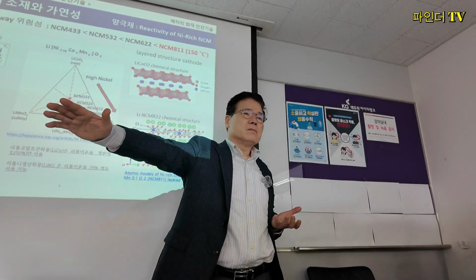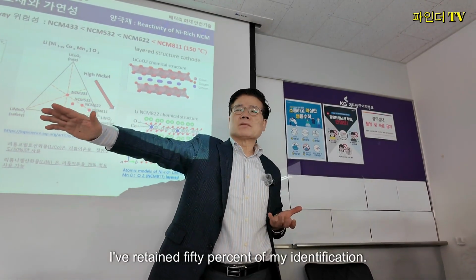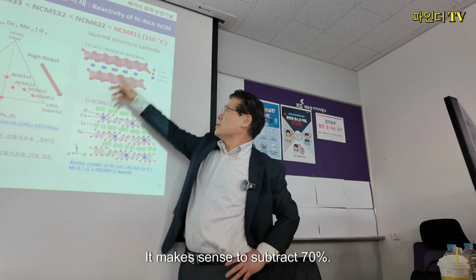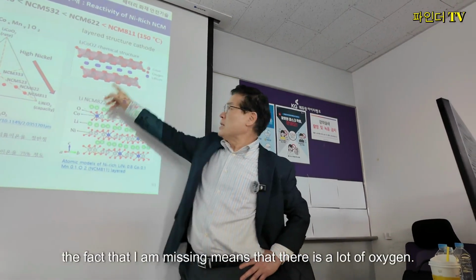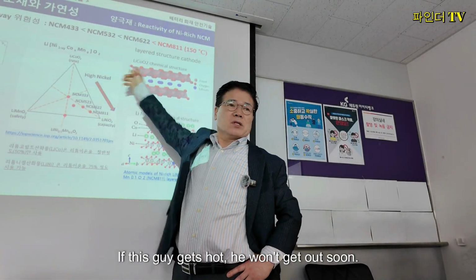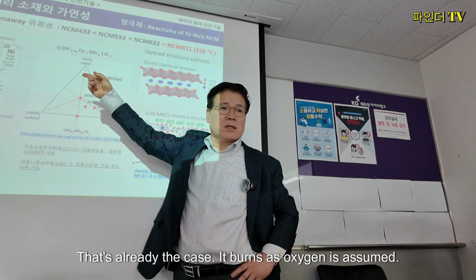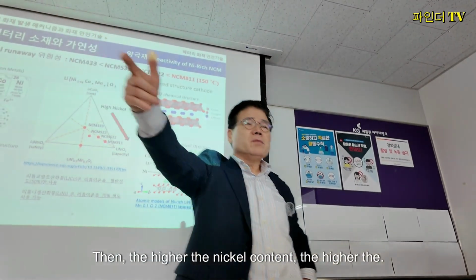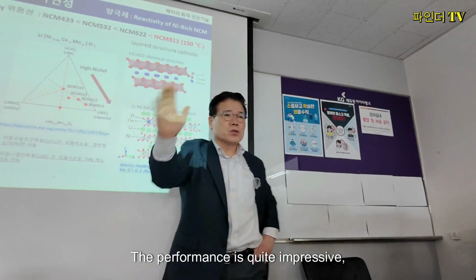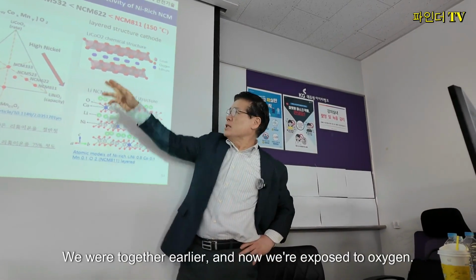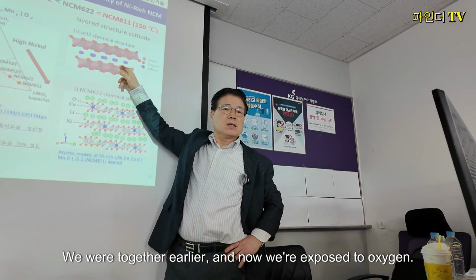Then I've retained 50% of the cobalt. It makes sense to subtract 70%. First of all, the fact that there is less cobalt means that there is a lot of oxygen. If this material gets hot, the oxygen won't get out soon. It burns as oxygen is released. Then the higher the nickel content, the higher the performance is quite impressive. But unfortunately, the structure is empty. We were together earlier, and now we're exposed to oxygen.